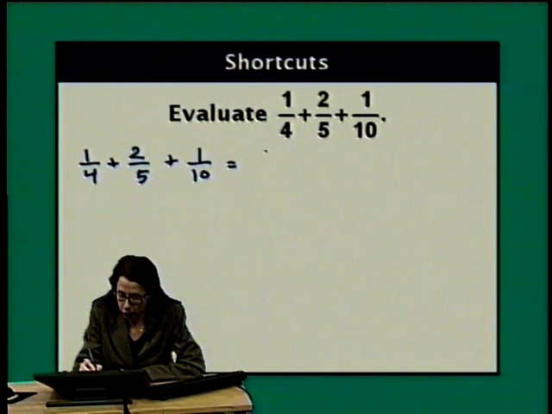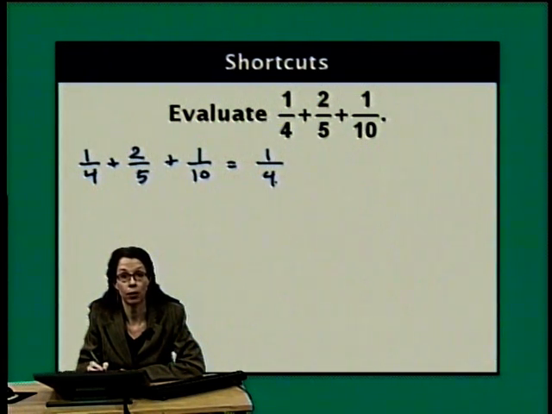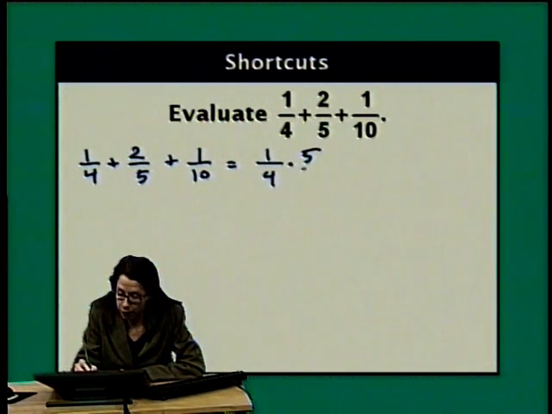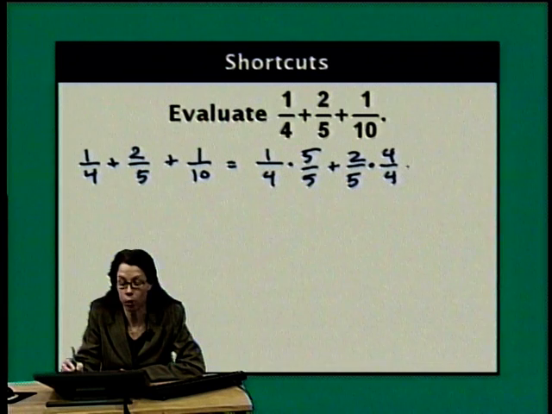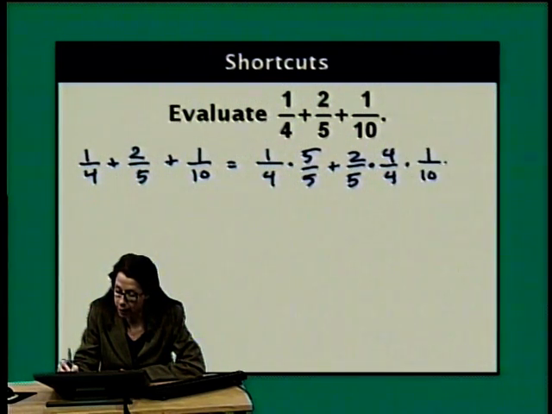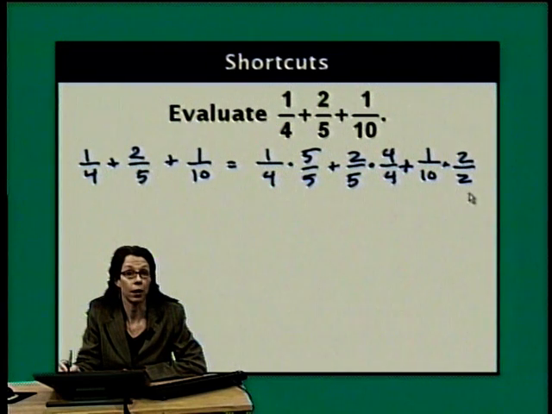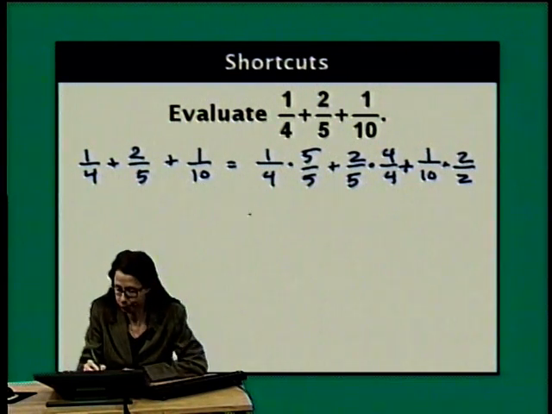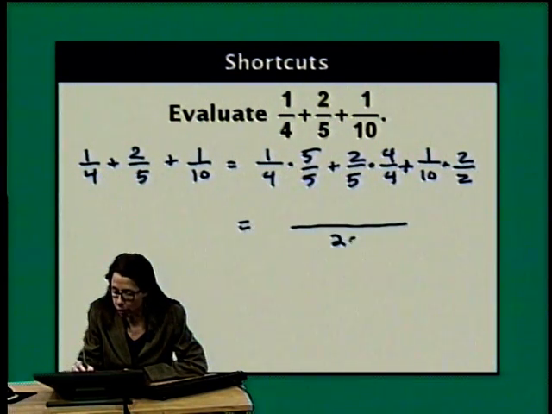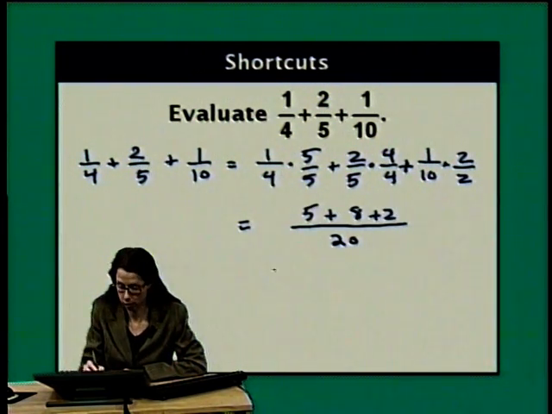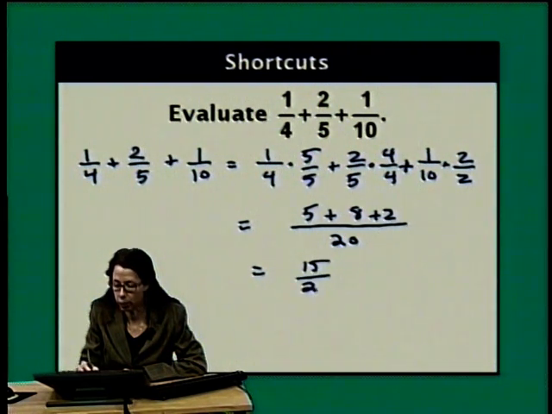Now let's build up the fractions. In order to get a denominator of 20, I need to multiply 1/4 by 5 over 5. I need to multiply 2/5 by 4 over 4. And finally, I'll multiply 1/10 by 2 over 2. Now this step, there's really no shortcut here. Got to show what we're doing, how we're building our fractions to get the common denominator. The common denominator is 20. I'm adding the numerators 5 plus 8 plus 2. So I have 15 over 20.